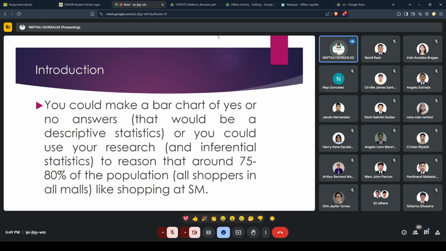So if you only want a description or just the demographics about the answers, you can make a bar chart of yes or no because that is nominal data and you can use a bar chart. And that is a sample of descriptive statistics. But if you want to give a reason that around 75 to 80% of the population of all shoppers in all malls like shopping at SM, that is a sample of inferential statistics.